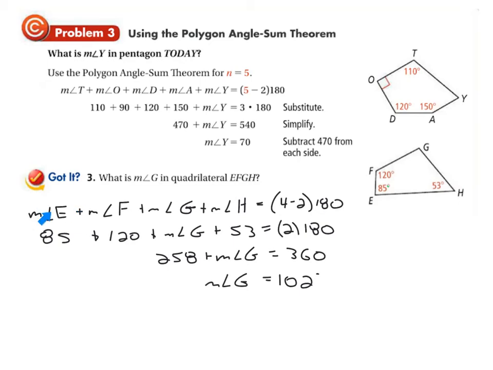All right, so I've written out measure of angle E plus measure of angle F plus measure of angle G plus measure of angle H equals 4, the number of sides, minus 2 times 180. And when we fill those in with the numbers we've got, we don't have this one. But that's 2 times 180, or 360. These sum to 158. And when you subtract that from both sides, you find that the measure of angle G is 102 degrees.